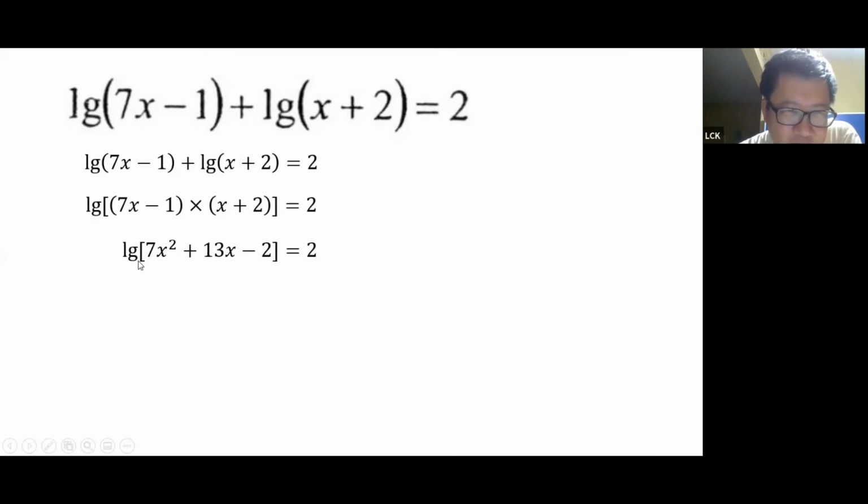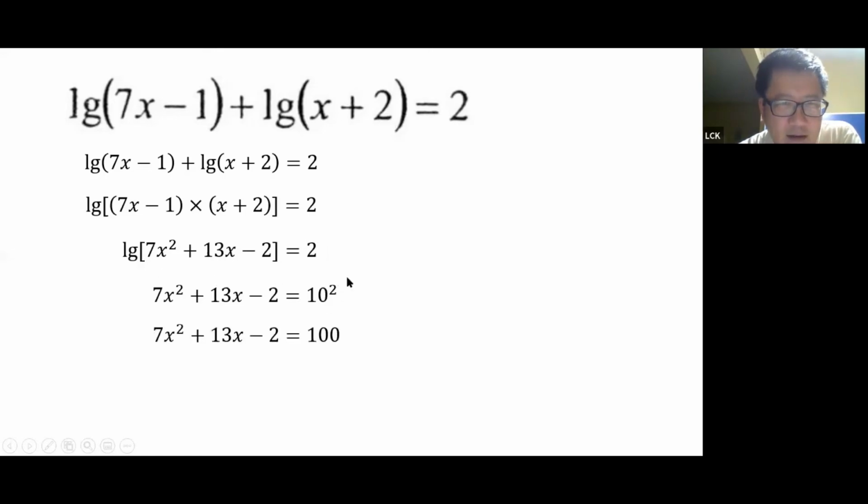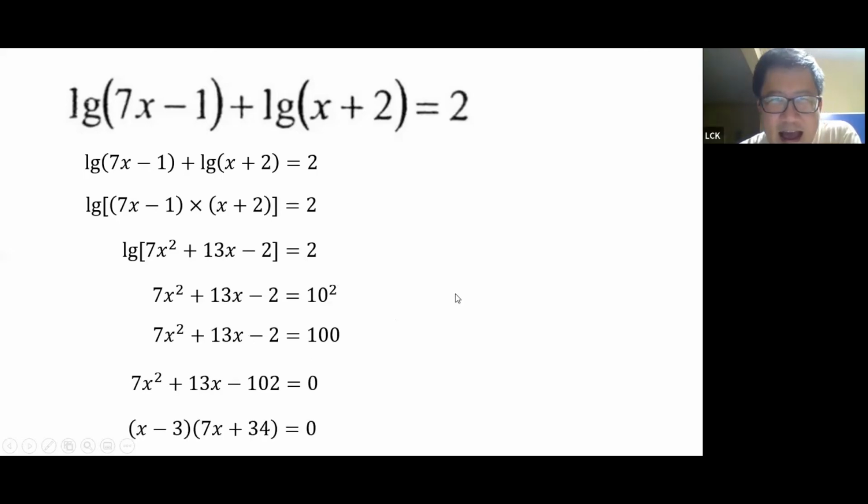So 7x squared plus 13x minus 2 is 10 to the power of 2. That 10 comes from base 10 here. The 2 comes from over here. So the base to the power of 2, so 10 to the power of 2, and that's 100. Bring it over, form your quadratic equation. So that's minus 102.